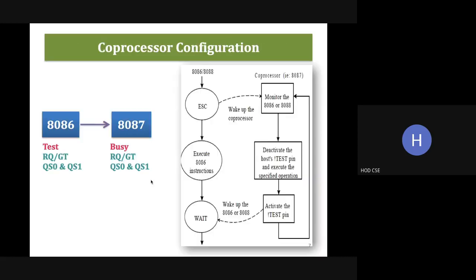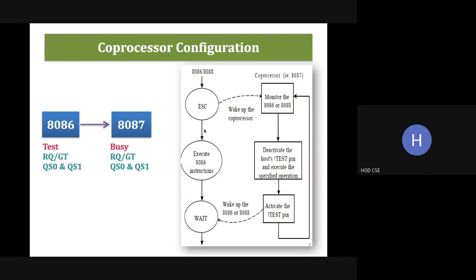Let's see the flow chart here. The 8086 and 8087 will communicate through the TEST and BUSY pins. Almost all the pins available in the 8086 are the same as in the 8087, since they have to communicate. Through this TEST pin only, the 8086 will be communicating with the 8087 coprocessor.